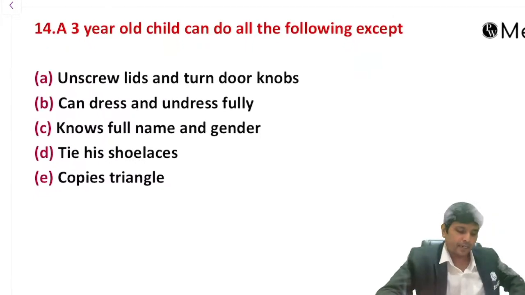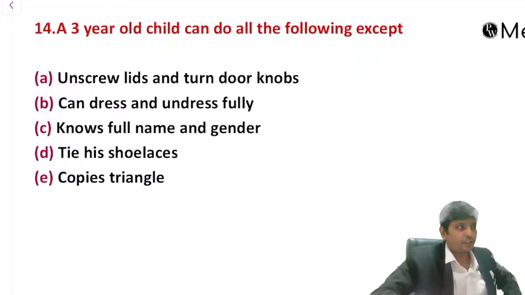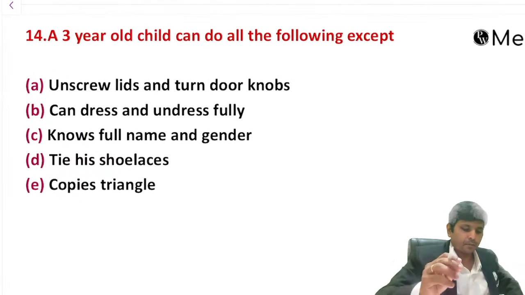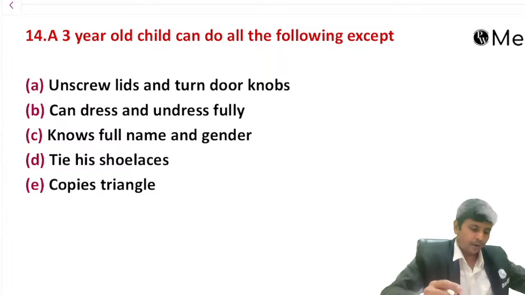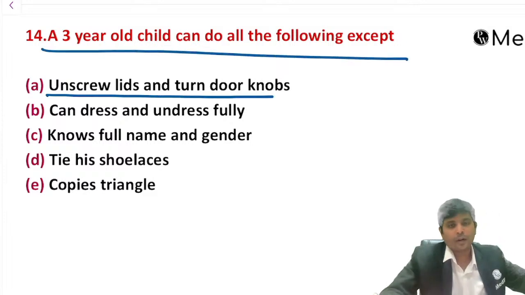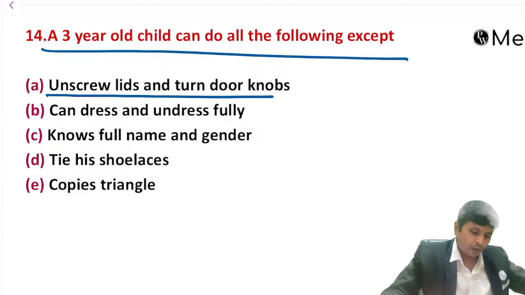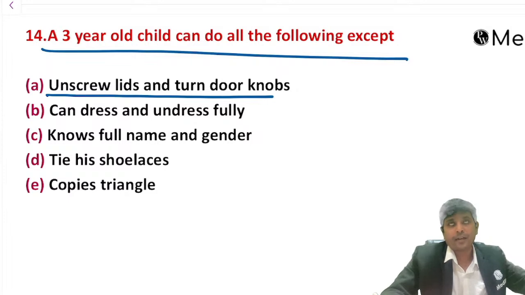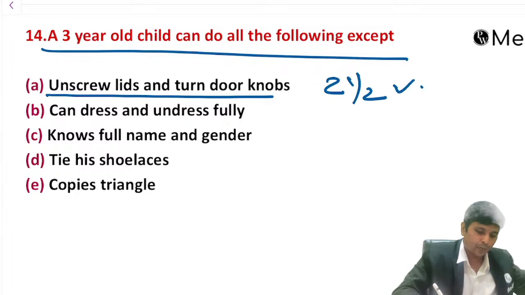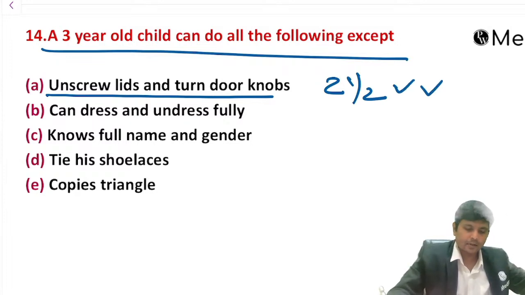And last but not least, let us finish with these milestones. Okay, right. Which of the following can a 3-year-old child do, except one? Unscrew lids and turn doorknobs. Can anyone tell me by what age it comes? It usually comes by 2.5 years. Dress and undress fully usually comes by 3 years.